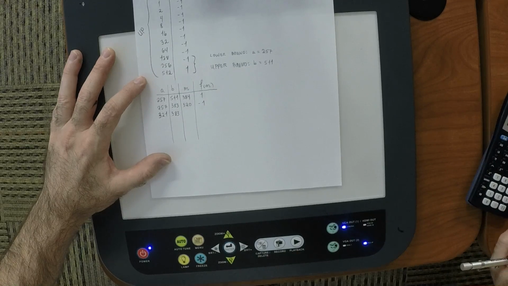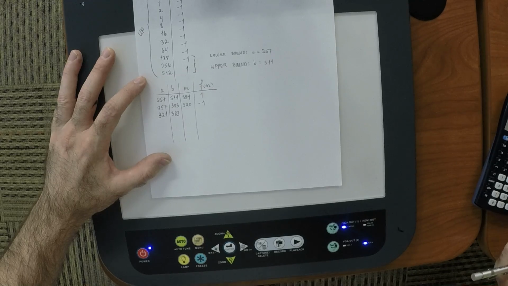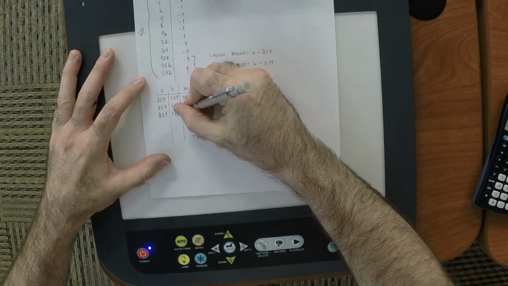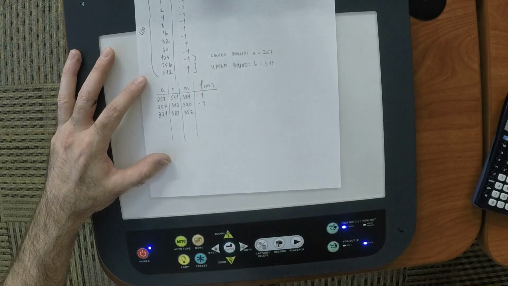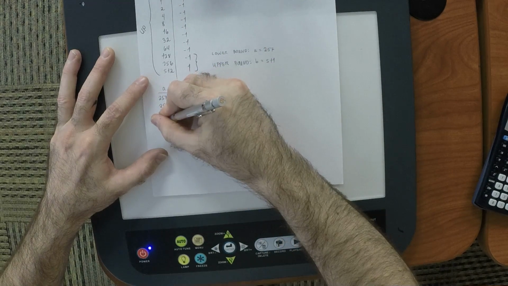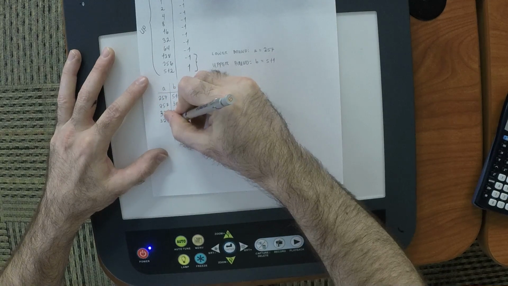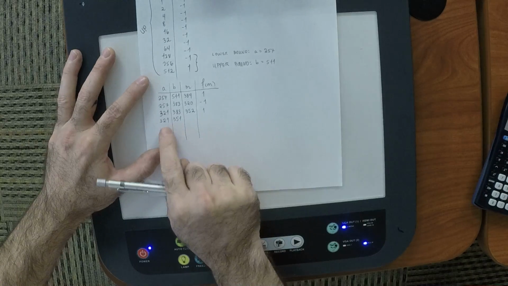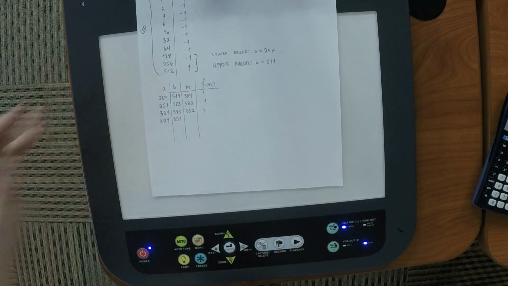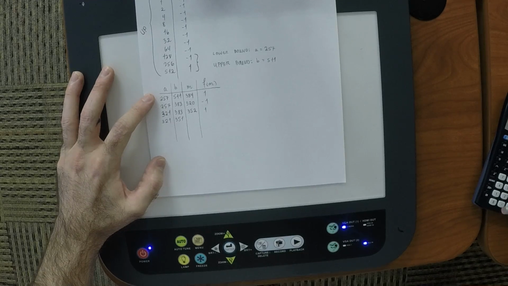So 321 plus 383 over 2. So my guess is 352. How do you respond? Too high. All right. So then 321 and 351. Right, so the difference of those is 30, and then add one more for the leftmost point, 31 points.